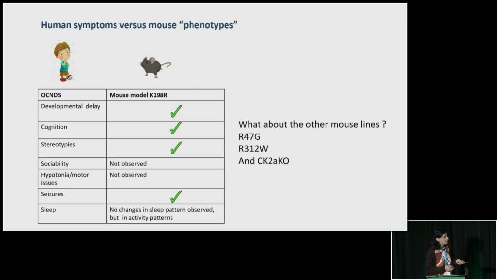And for the sleep comorbidity, we have seen slight changes when we record the mice over several days. We have seen activity changes, but we haven't seen changes where we say they really sleep at different times or sleep less, but they're more active when they should actually be sleeping. That we have seen.